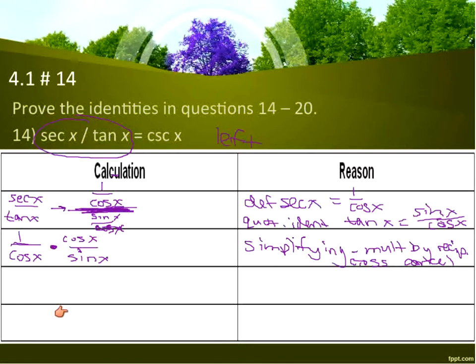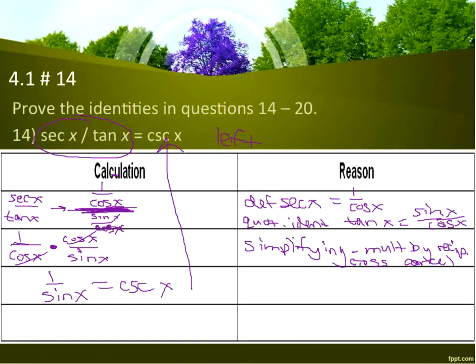Good question. When they give you 4 lines, you're not always going to use all 4 lines. I wish that were the case, but they're just giving you a set amount of space, and you won't always use all 4. Because in this case, once we cross these off, we have 1 over sine x, and we know that actually equals cosecant x, which is what we were trying to prove at the very beginning. So we didn't need all 4 lines, we only needed 3 in this case.